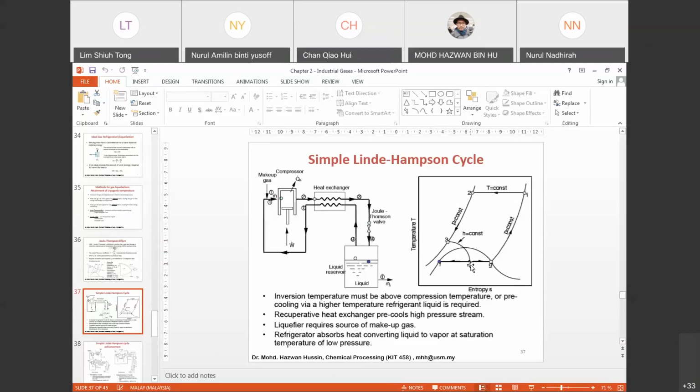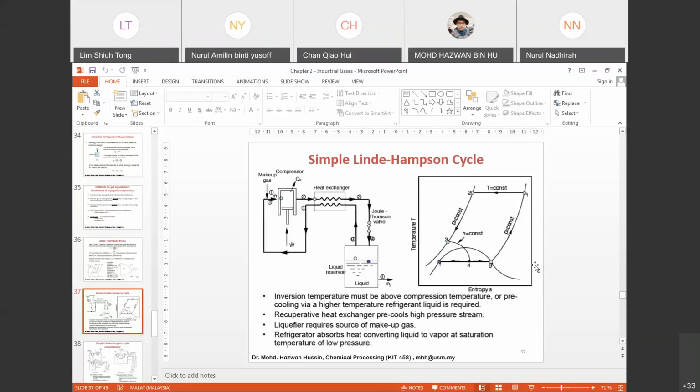This is the region where the gas is established as a liquid. If, for example, there's a sudden increase in temperature, or maybe sudden expansion due to exposure, then the entropy will increase. If there's anything related to an increase in temperature, it goes up again, and the same thing happens: it becomes gas, and the cycle continues like that. So this is known as the simple Linde-Hampson cycle.